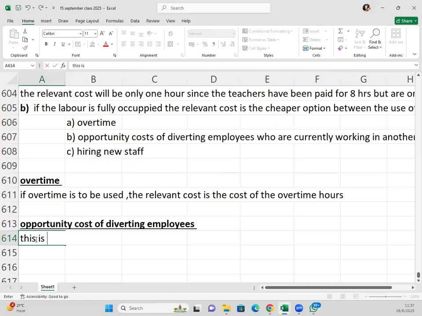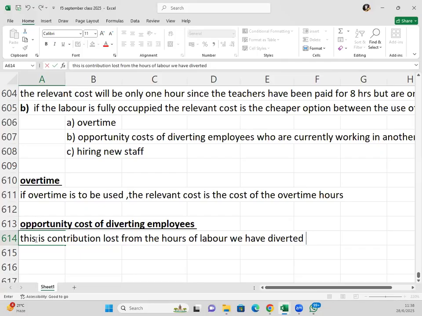You can say this is the contribution lost from the hours of labor we have diverted. The opportunity cost of diverting employees. This is the contribution lost from the hours of labor we have diverted.